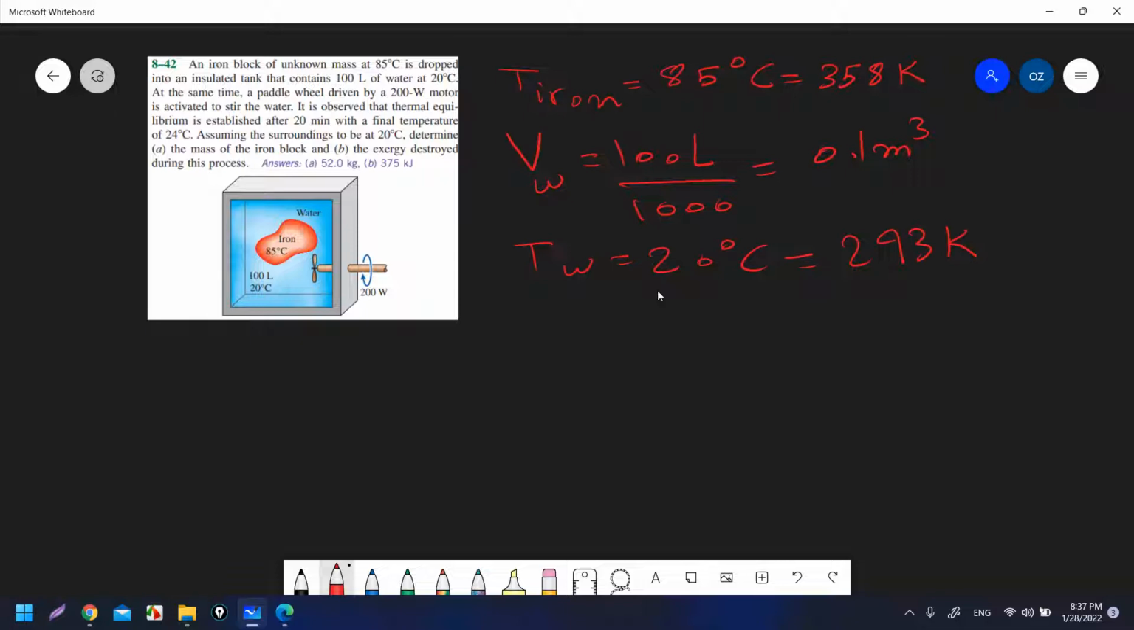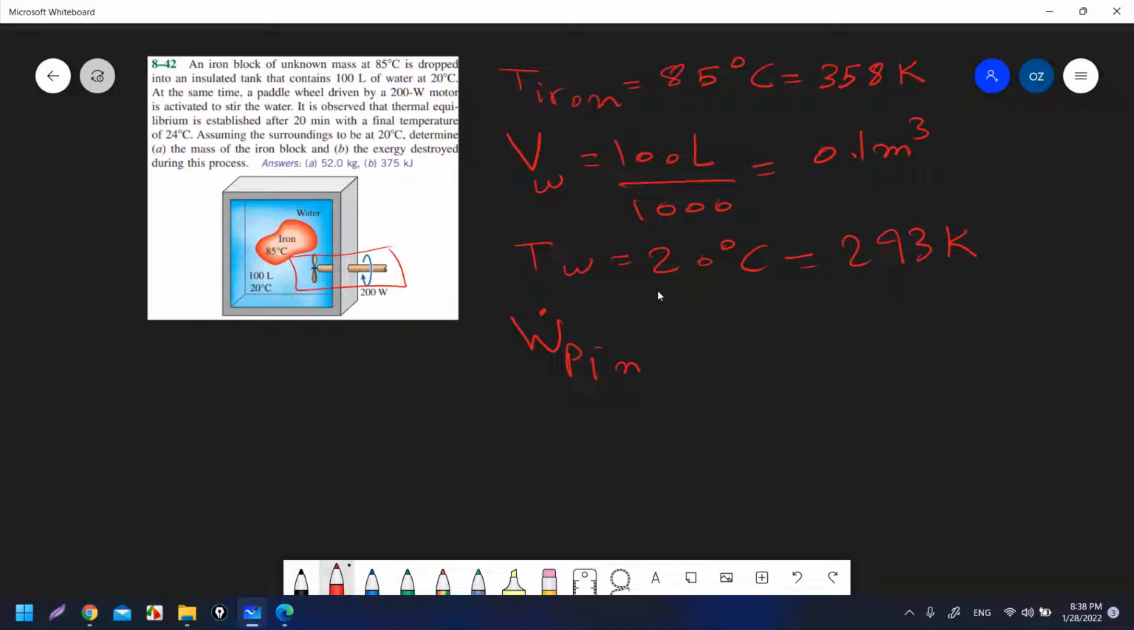At the same time, a paddle wheel, this one, driven by a 200 watt motor, is activated to stir the water. So the motor is rotating this paddle wheel, and the paddle wheel is converting the power from the motor to the water and stirring the water. This one is in watts, so it is a power, so it is W dot paddle,in, because it is an input power.